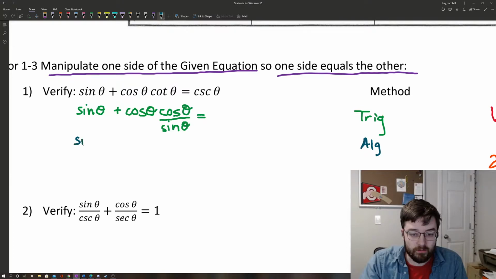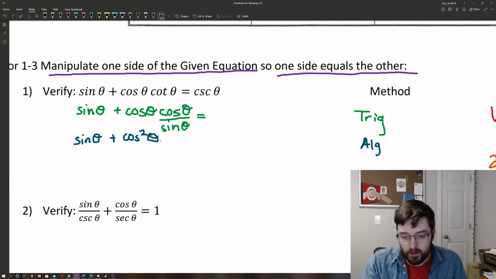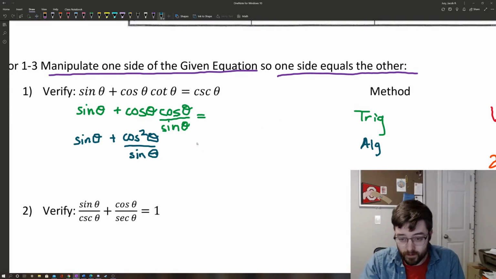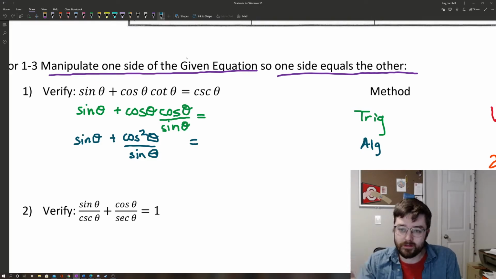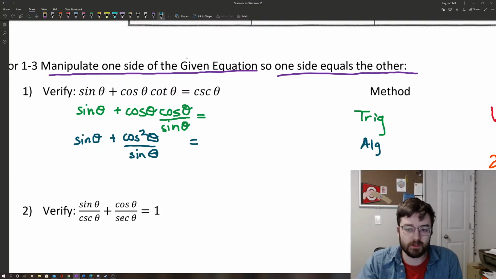So I'm going to have sine of theta, and you might see the only algebraic thing I can do is multiply my cosines together. And I can't, cosine's not the same as sine, so it's not like my sine goes away. It's still in my denominator, and I still have an equal sign here. So this looks interesting now. It looks like I could do something with algebra.